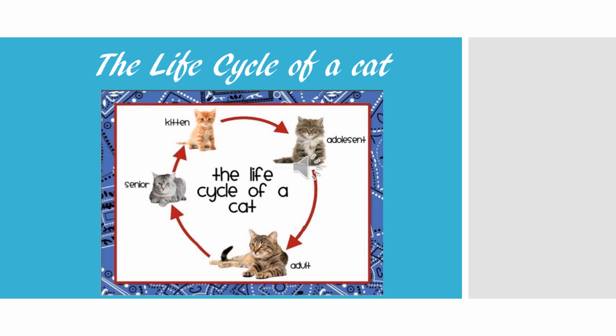So this one is especially for Josh, the life cycle of a cat. You have a kitten, an adolescent, an adult, and a senior cat. If you look at my links on the following slide, you'll see there's also one to the life cycle of a cat. Please watch that and then also write out the steps that go with the life cycle of a cat.